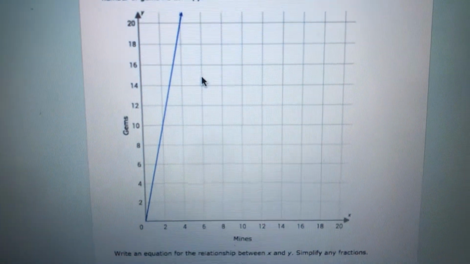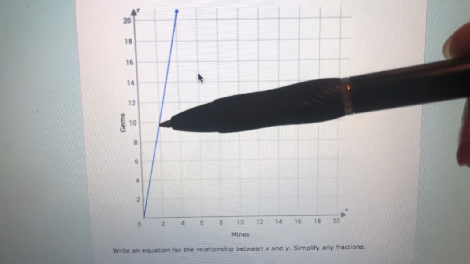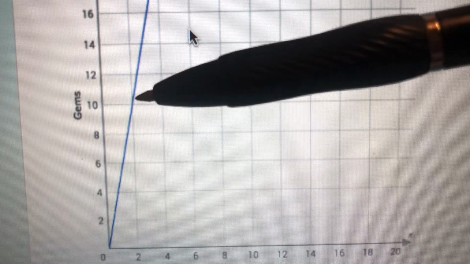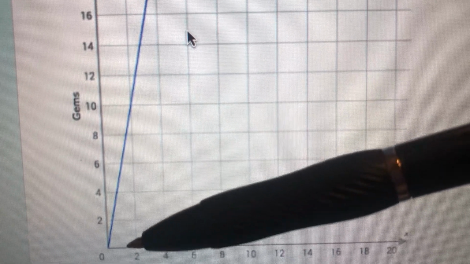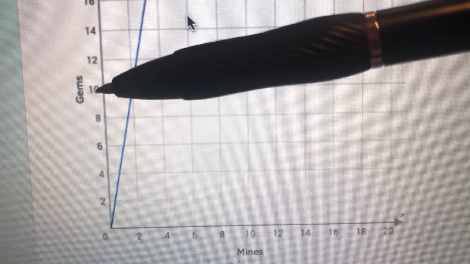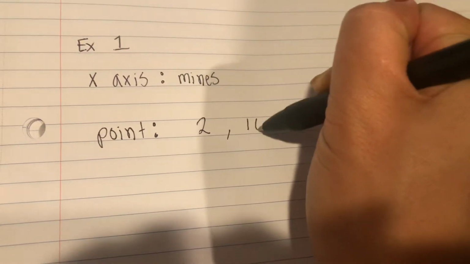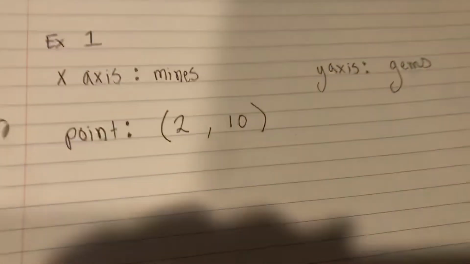So let's find a point on the line here. If I look right here, here is a point on the line, because again, if you look real closely, it hits the corner of the square. So this is a point on the line. So x is 2 and y is 10. So my point is 2, 10. That's the point on the line.